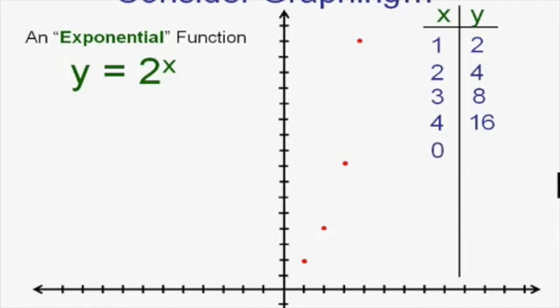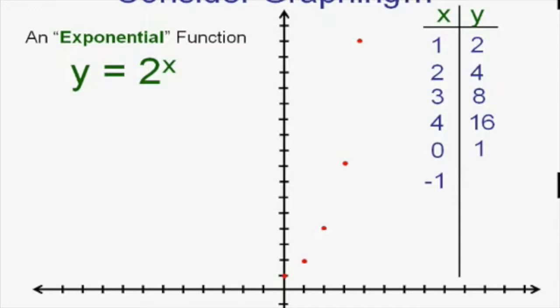Let's go the other way. If we put in a 0, 2 to the 0 power, remember about exponents. Anything to the 0 power is 1. Okay, so we have the point (0, 1).